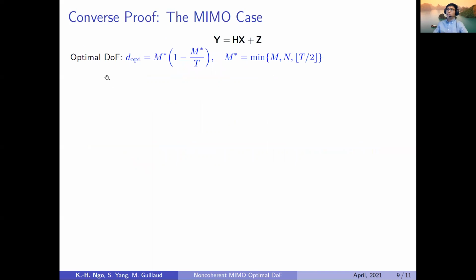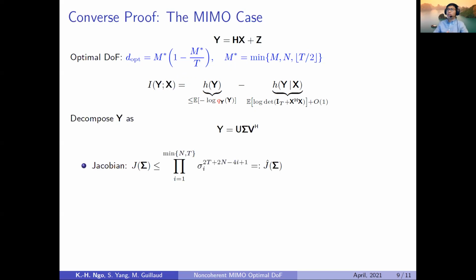Now for the MIMO case, the optimal degrees of freedom is given by this formula. And we are going to show why it is optimal. Again, we write the mutual information of the input and the output as the difference between the entropy of the output and the conditional entropy of the output given the input. And again, this conditional entropy can be expressed in this form. Again, to upper bound this entropy of the output, we apply the duality approach, and we use this auxiliary output distribution Q. Now, the main difference with the MISO case is the choice of the auxiliary output distribution Q. And we choose it as follows.